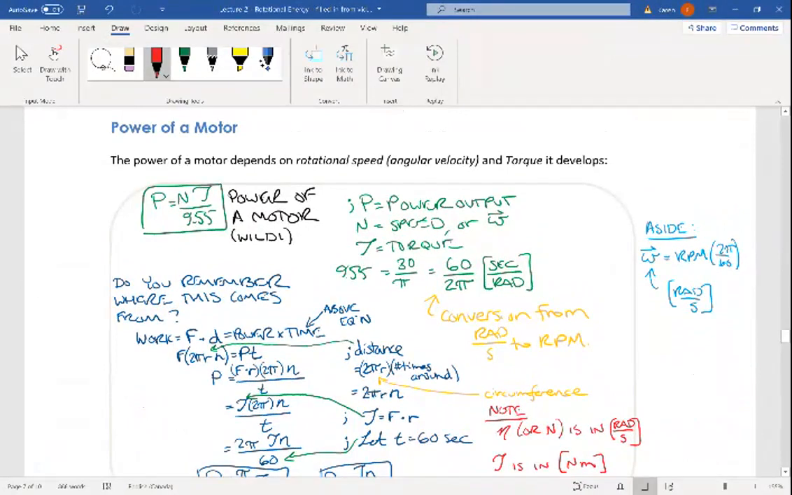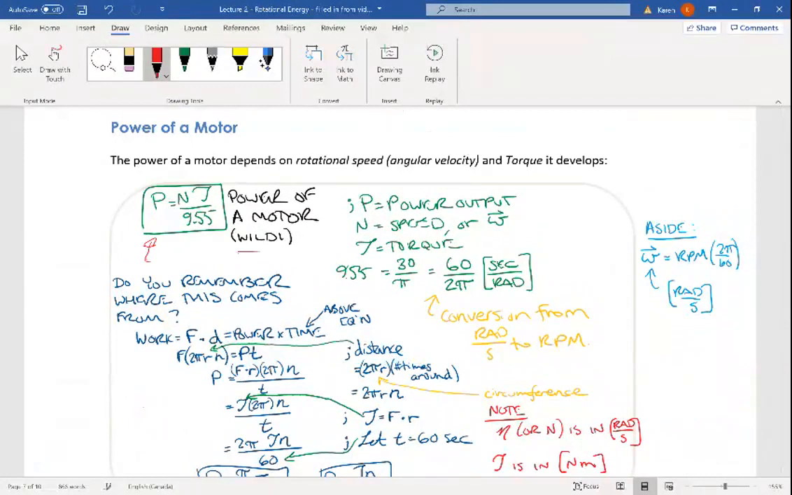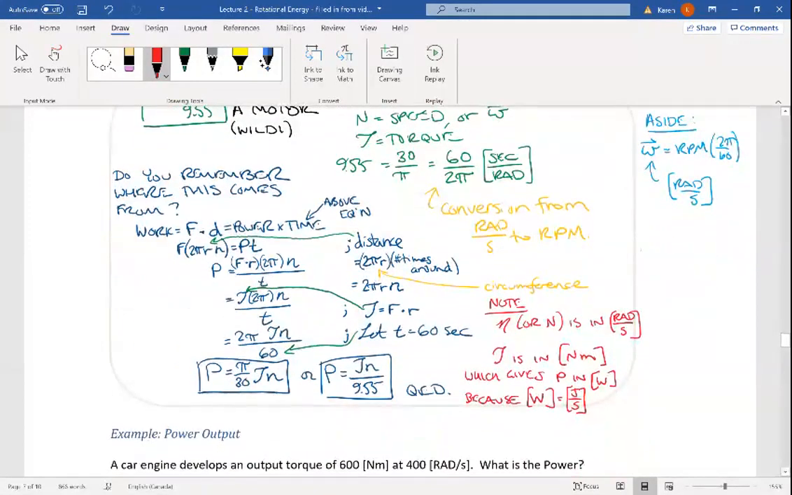And please remember the power of a motor. You might remember this equation. I don't love this equation, but I know that this is the format you were taught from the Wildy textbook in second year. It is the speed of the motor, omega, times the torque over 9.55, but 9.55 is just our conversion from RPMs to radians per second, or from radians per second to RPM. Basically, 9.55 is 60 over 2 pi. Do you remember where that comes from?